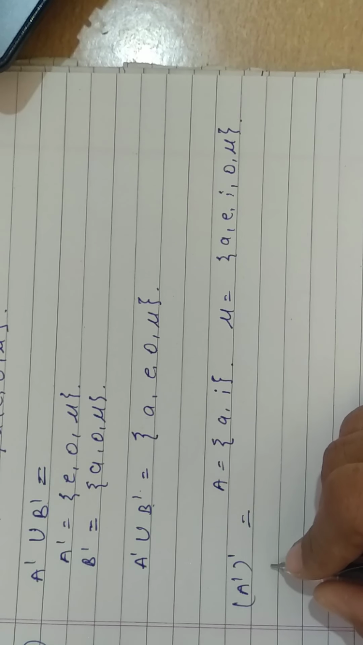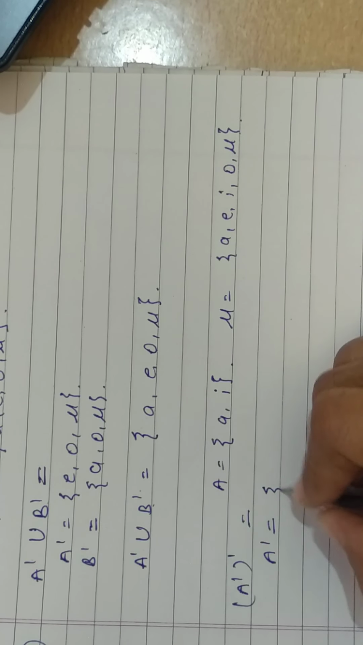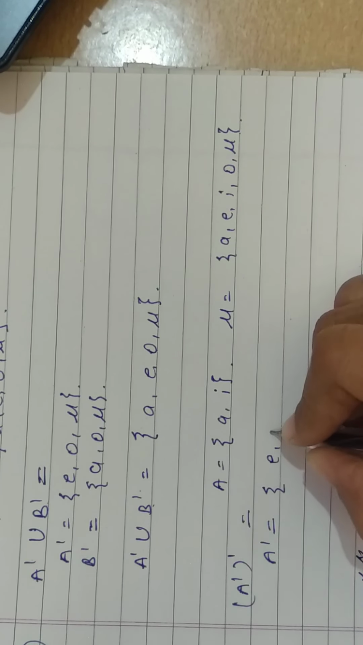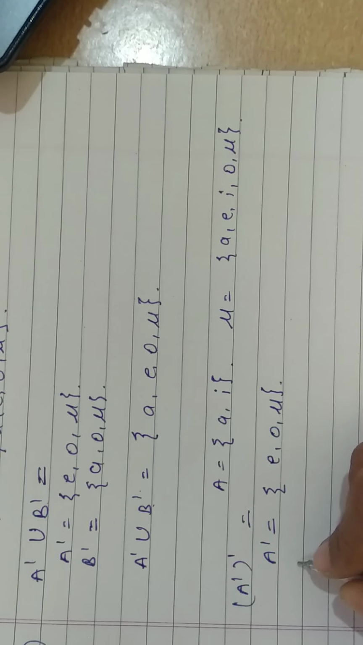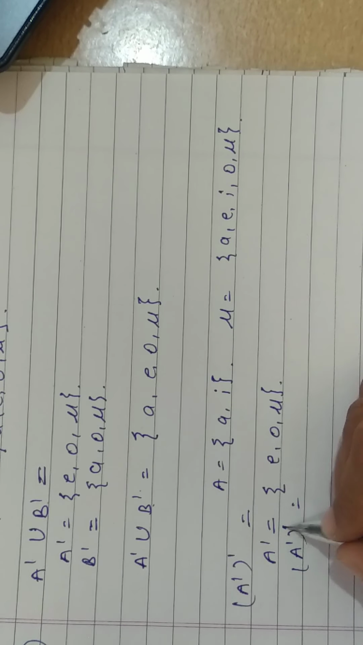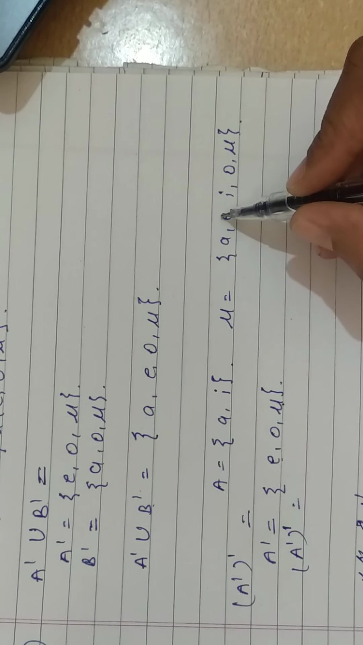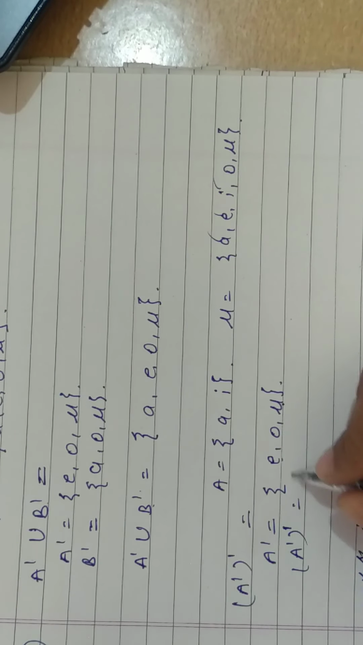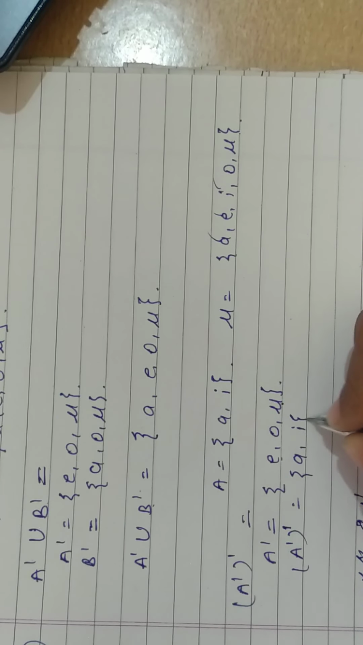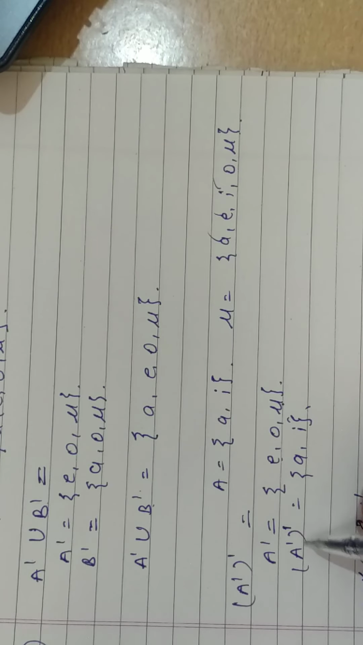So therefore first of all we find out A complement, that is E, O and U. So complement of this A complement, that is complement of this complement, means except these three we can take A and I. So this A and I lie in the complement of A complement.